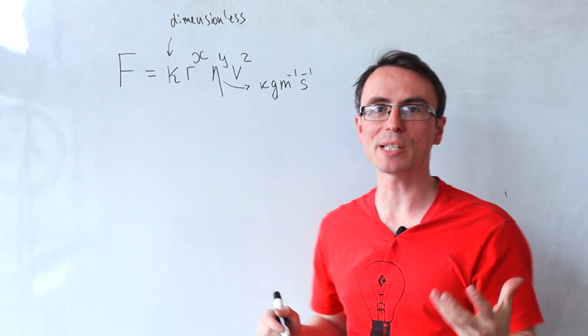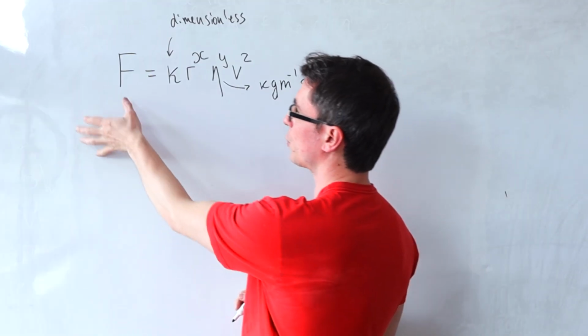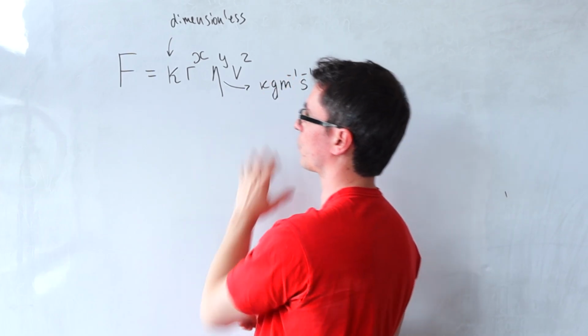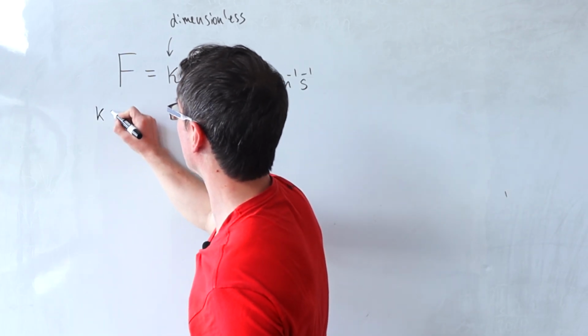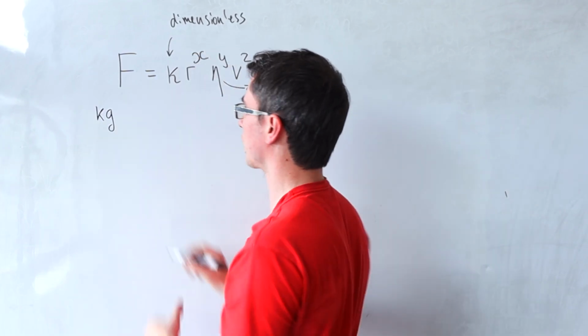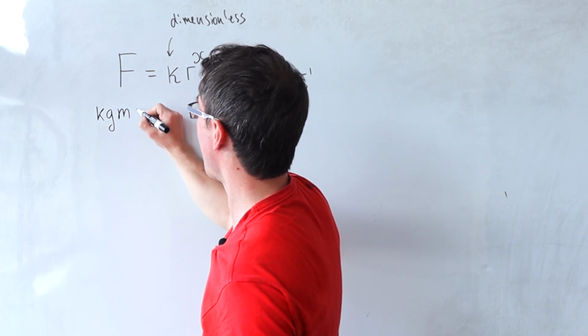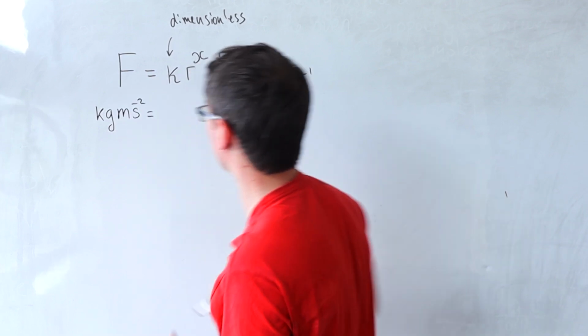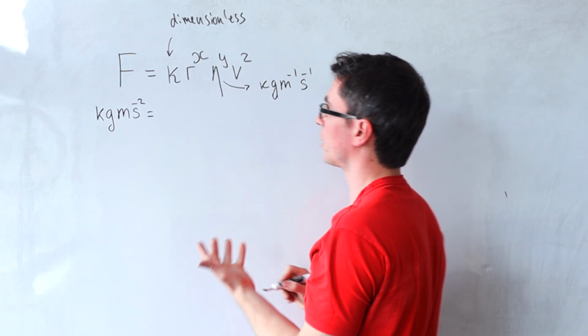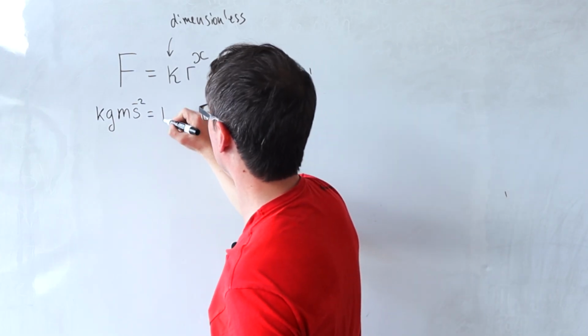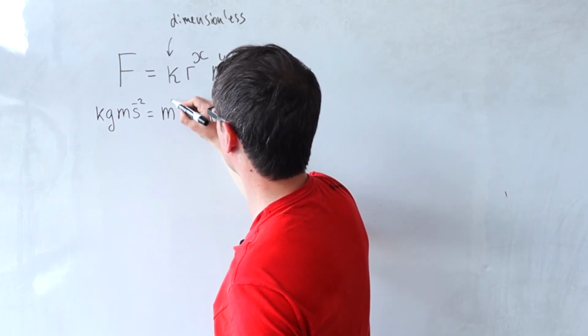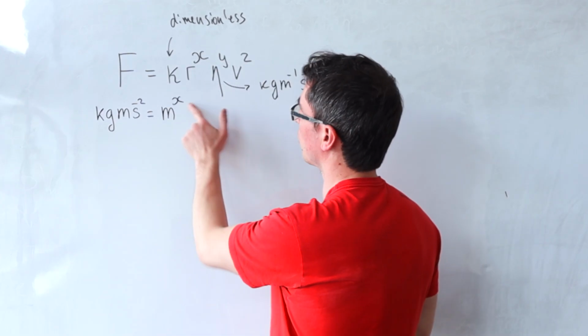The way to tackle these problems is to write out the units on the left and write out the units on the right. So on the left we have force, which is mass times acceleration, that would be kilograms, m s to the power of -2. K has no units because it's dimensionless, and then we're going to have m to the power of x, meters to the power of x.